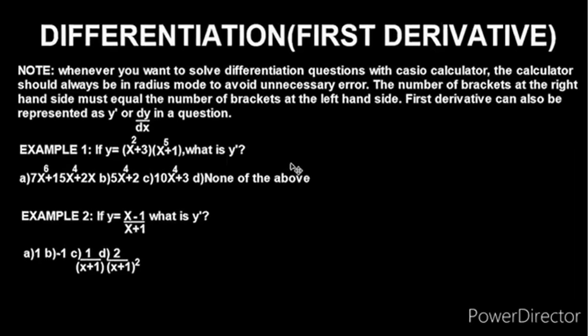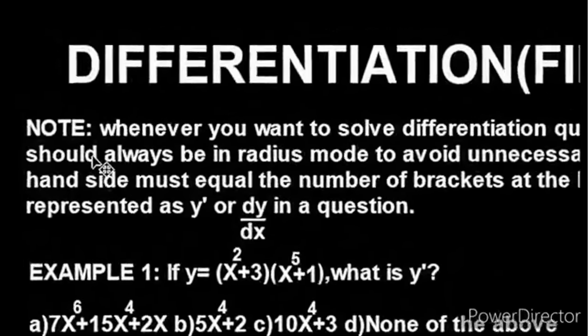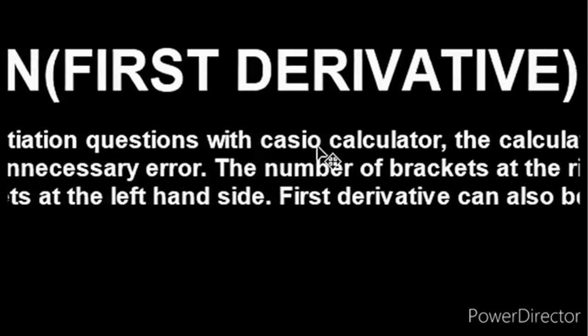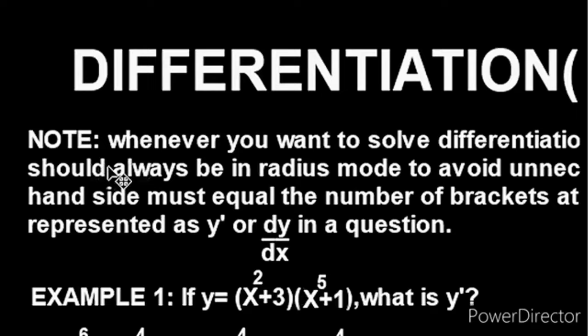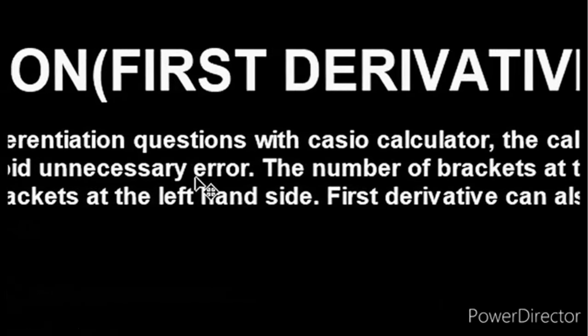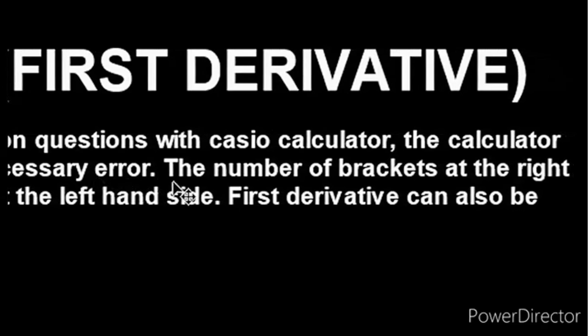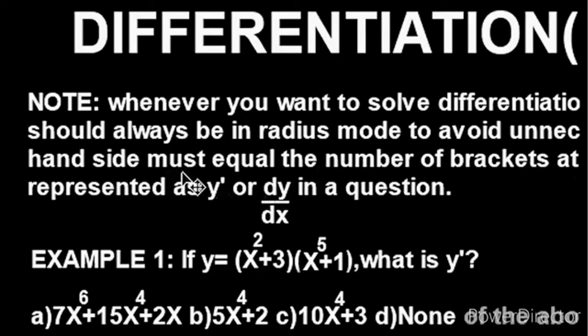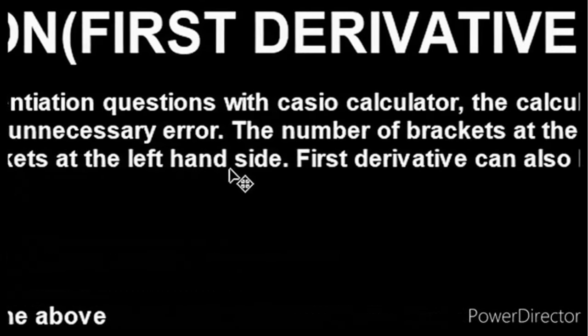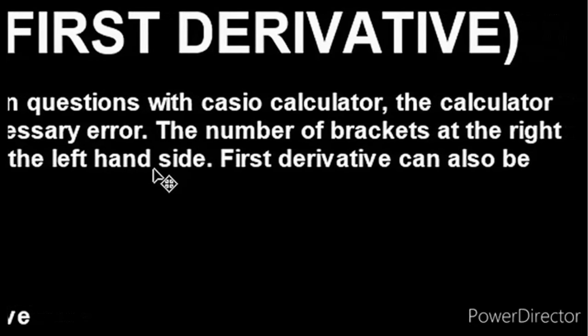Okay, let's begin. Know that whenever you want to solve differentiation questions with a Casio calculator, the calculator should always be in reduce mode to avoid unnecessary error. Very important point. Also know that the number of brackets on the right hand side must equal the number of brackets on the left hand side. Another important point.